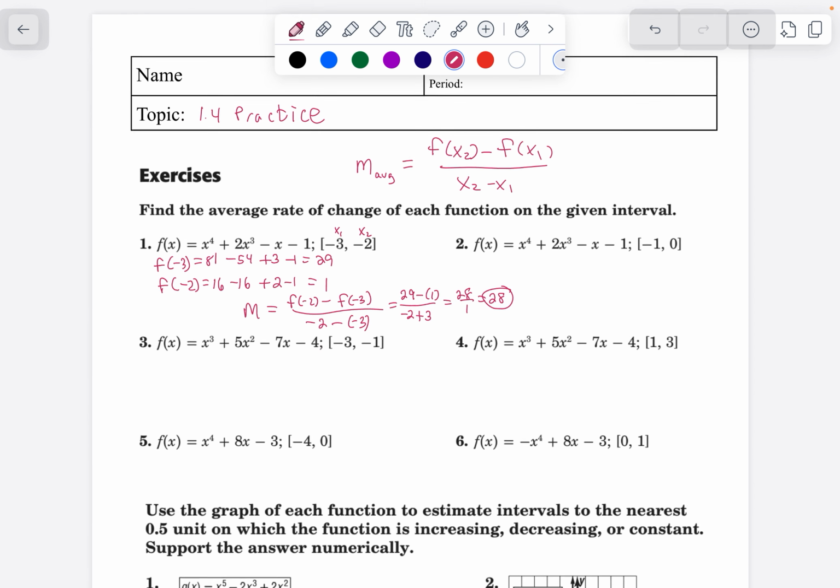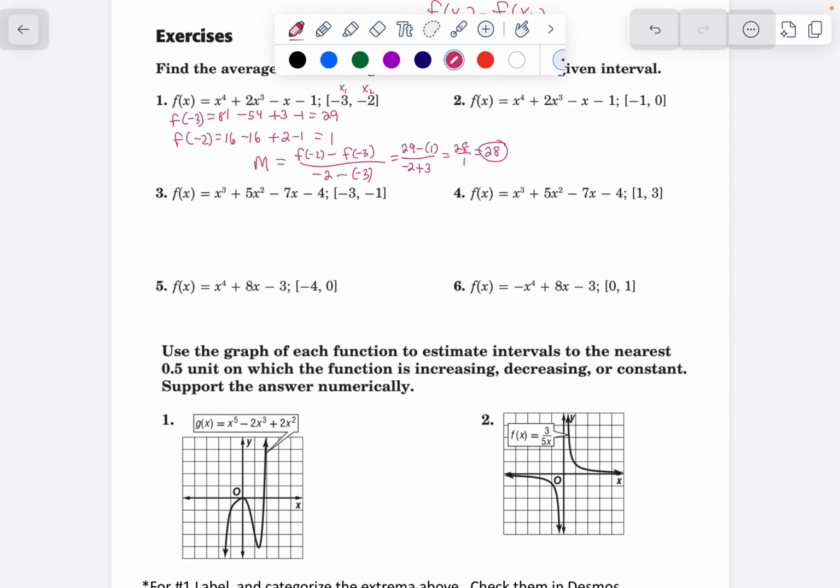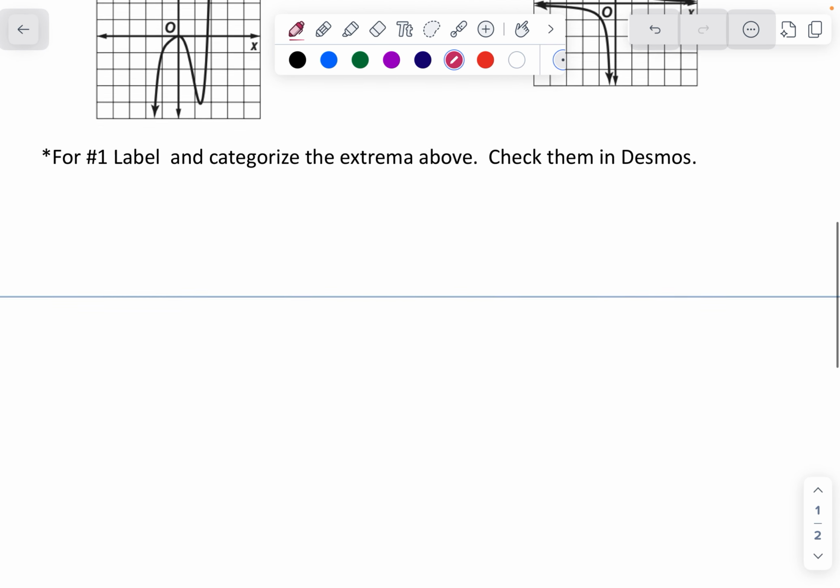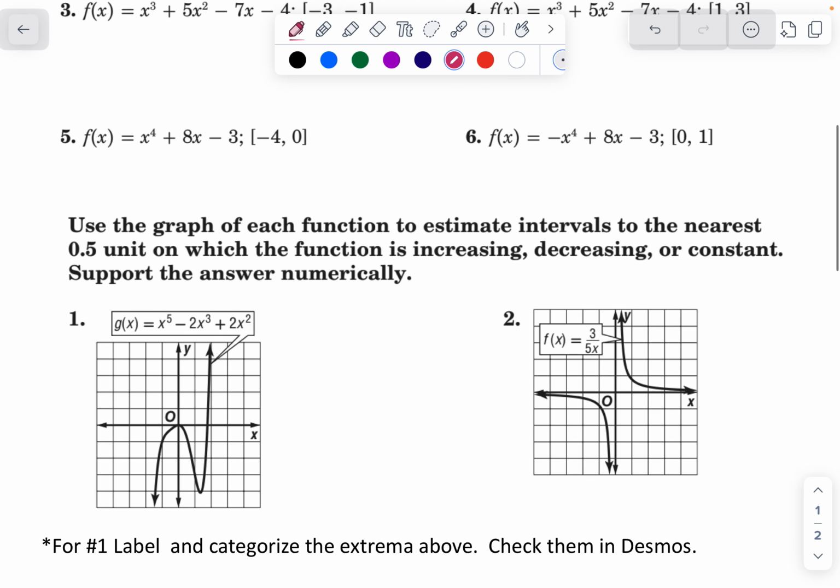And that's what you're going to do for 1 through 6, okay? Now, there's only these bottom two. It says use the graph of each function to estimate the intervals, to a half a unit, where the function increases and decreases, and support the numbers, answer numerically.